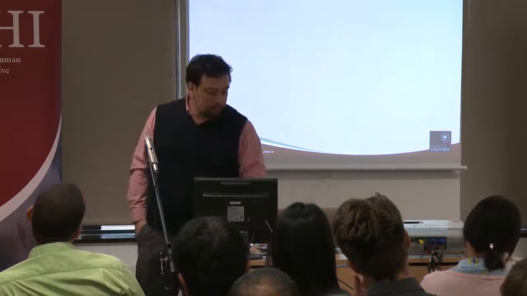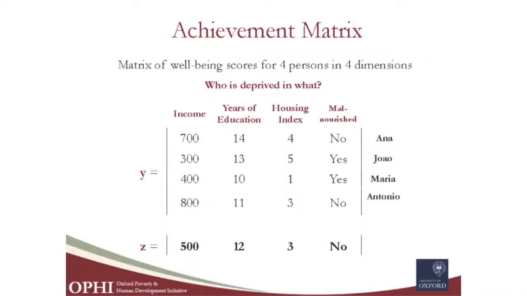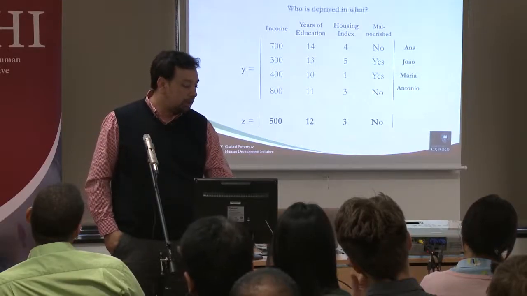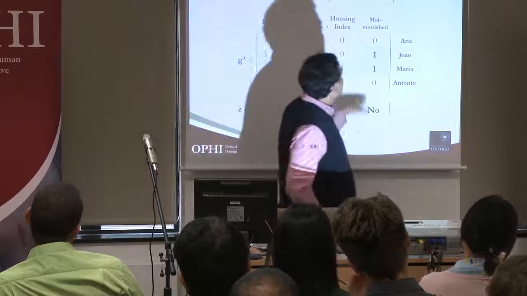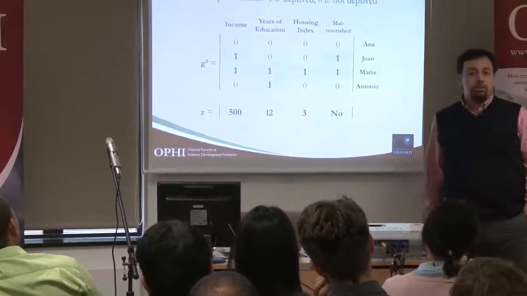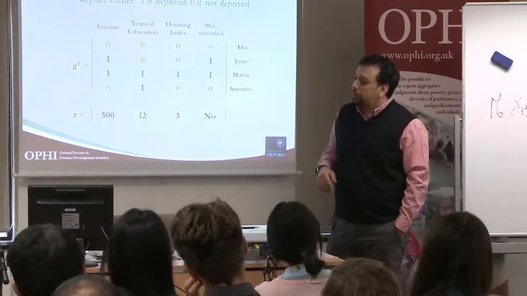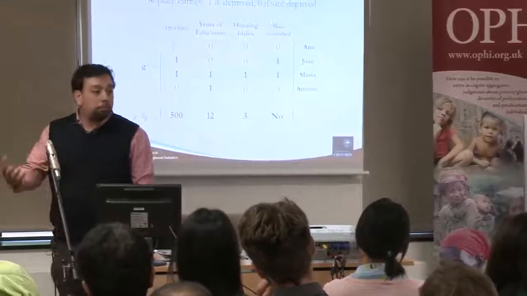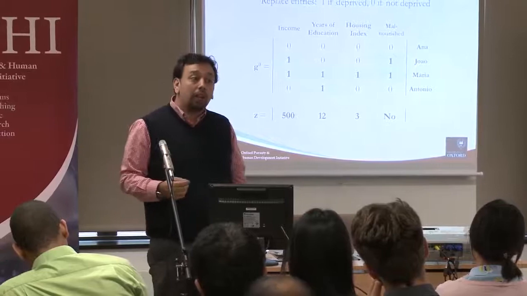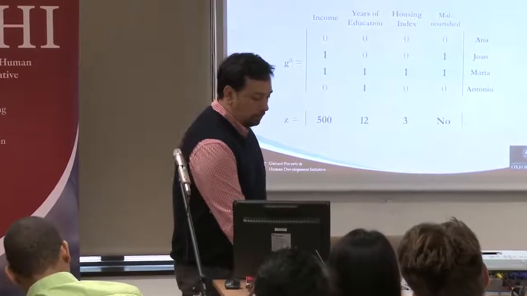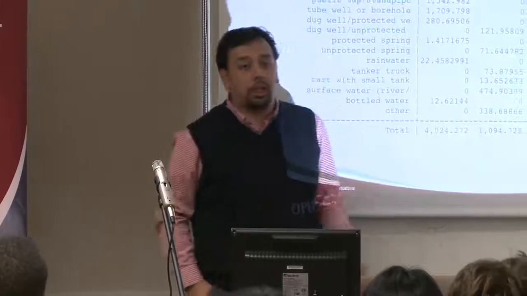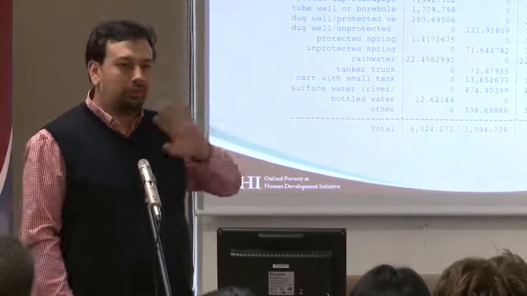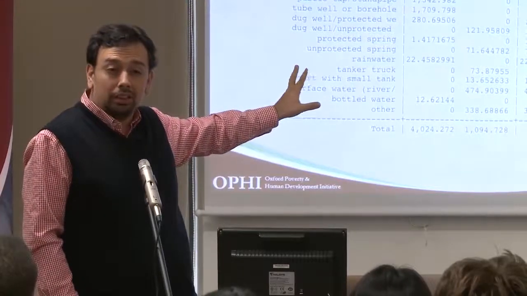What was our next step? Try to transform those achievements, the situation of the water conditions, into zeros and ones. The situation of income, years of education, housing, and nutrition. And we did that. We transformed each one of those achievements into deprivations: ones if you were deprived, and zeros if you are not deprived. In Stata, it was something like that. You have all the possible categories, and you said, these are non-deprived, these are deprived. So far, we finished Saturday with the deprivation matrix.